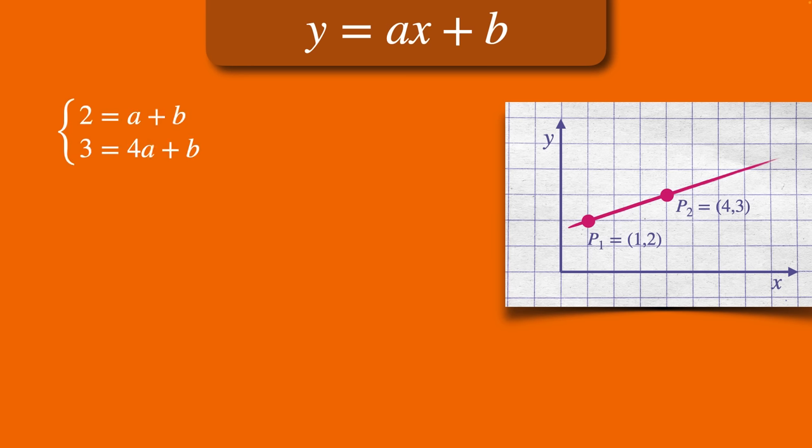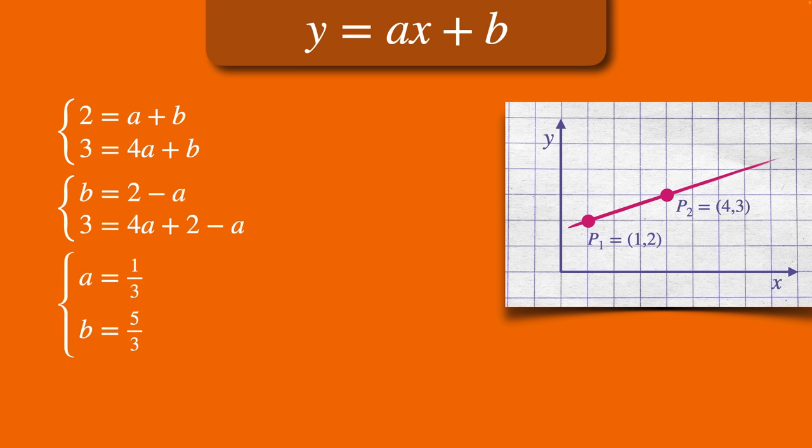You solve the system of 2 equations for the 2 unknowns a and b by plugging in the 2 data points. With some algebraic rearrangements, you get the final answer. a is 1/3 and b is 5/3. Here's the precise equation for your particular line.